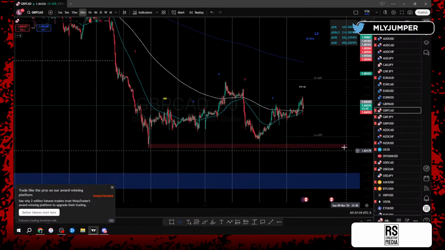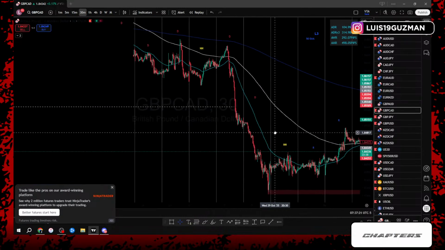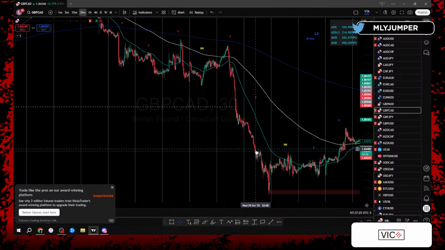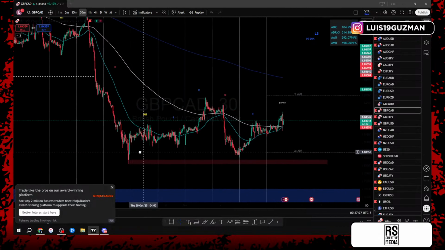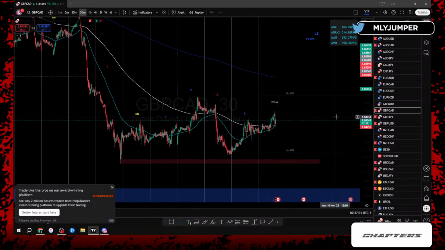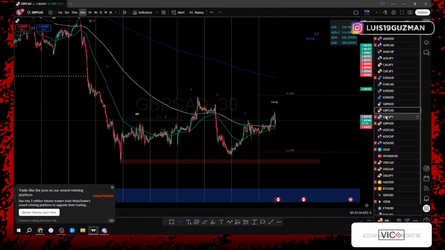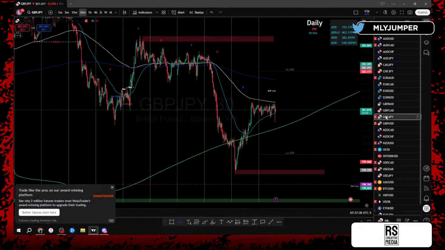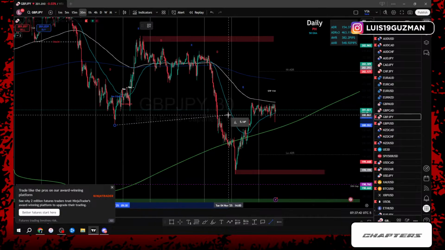GCAD, we're still trading between the previous high and low. This is where price gave us the break and it just went straight down, straight red candles, no pullbacks all the way to the bottom. And this is where price has been moving sideways for the last 4 or 5 days. So GCAD, I'm going to turn that off until we start trending. Once we start trending, that's when I'll start looking to take those trades again.